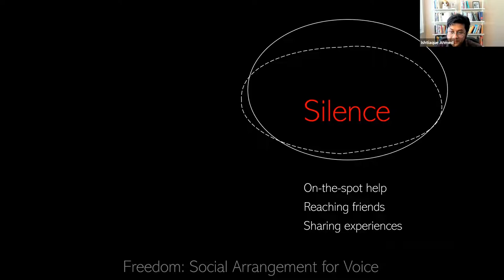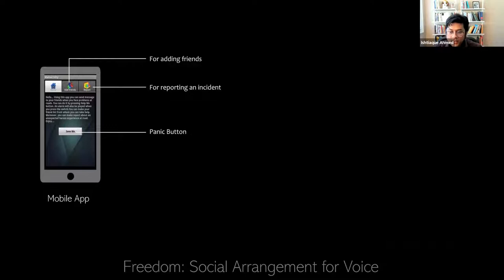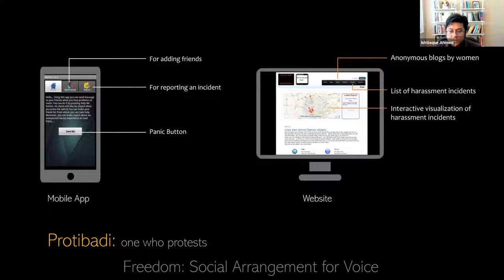In response, we developed a mobile phone application that would allow women to report a sexual harassment, ask for help at the spot, and instantly reach out to their friends and families. We also developed a website where women could report the incidents that they experienced or observed. We were visualizing the reports over a live map of the city. They would also share their thoughts in the form of a blog anonymously. We would share the reports and blogs over a Facebook page to create more awareness and invite dialogue.